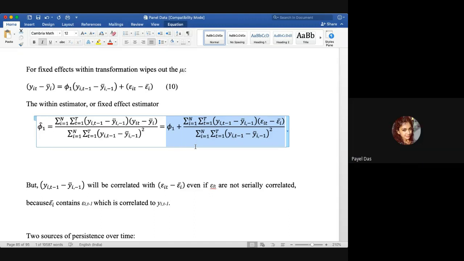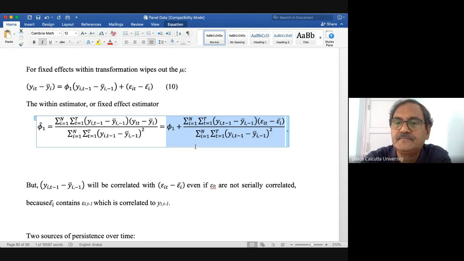Yes, sir. Okay. So after getting this result, you can show that expected value of phi 1 hat will be equal to phi 1 only when the second term is 0. Expected value of the second term is 0. And this is the result in the case of a cross-section data as well as in a static panel model.